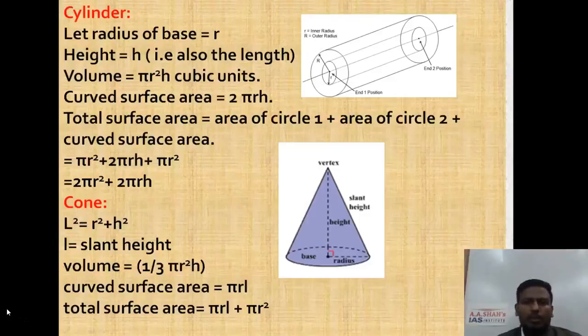So it's the total summation of all the areas, which includes two areas of the circle and one area of the curved surface of the cylinder. Okay, now moving towards the second last 3D entity which we have with us in the case of surface area and volume, the cone.